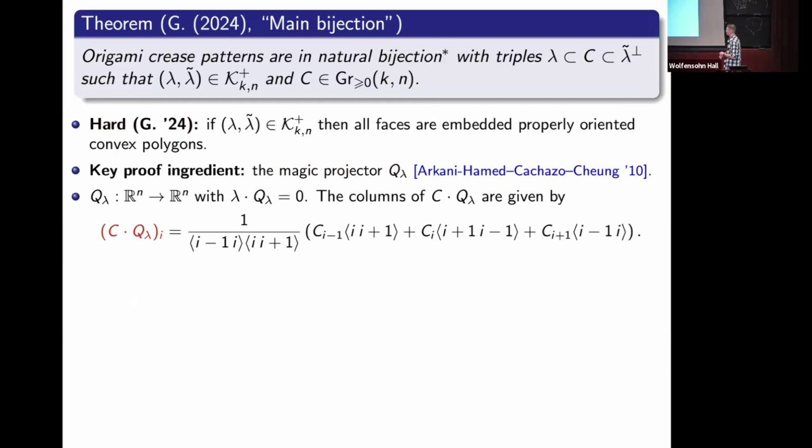It's a linear map from R^n to itself, whose kernel is lambda, the two-plane here. And if C has columns C_i, then the formula for this map is expressed in terms of these 2x2 minors of lambda, using basically Cramer's rule. Okay? So if you plug in lambda into this expression, you're going to get 0. If you plug in any k-plane C which contains lambda, you're going to get a k-2 plane.